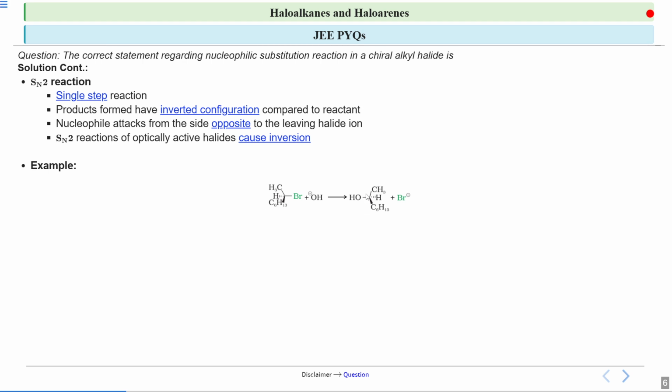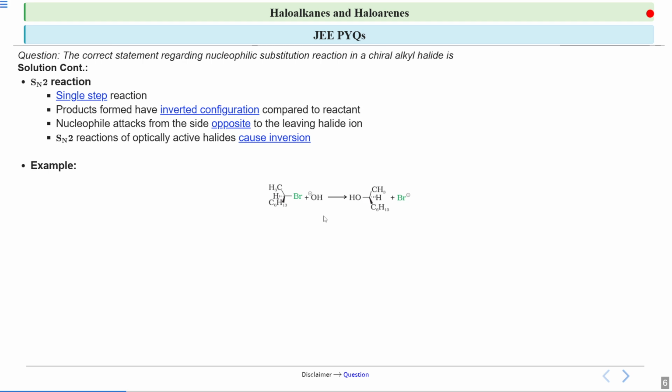So in this step, a transition state forms in between, where the carbon at which the halide ion is present is bonding with 5 substituents at the same time. That means that carbon is making 5 bonds simultaneously. That is a transition state, very unstable. And in that transition state, the formation of the carbon-nucleophile bond is happening and the breaking of the carbon-halide ion bond is happening.